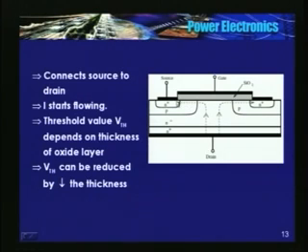So electrons start flowing in this manner, or the current starts flowing in this manner. So when this voltage increases above a threshold value, a small channel is formed below the silicon, and electrons start flowing. Now this threshold value depends on the oxide layer, the SiO2 layer, and it can be reduced by reducing the thickness.